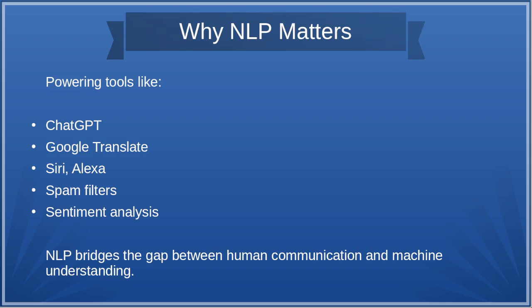Whenever we receive emails into Gmail, if it is a spam email, it is automatically marked as spam and moved into the spam folder. That kind of feature is powered by NLP.